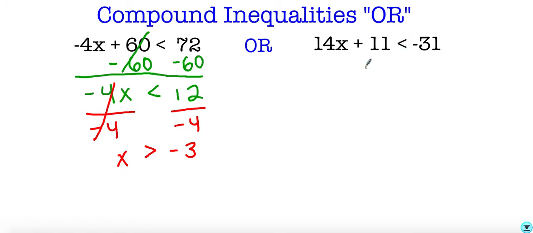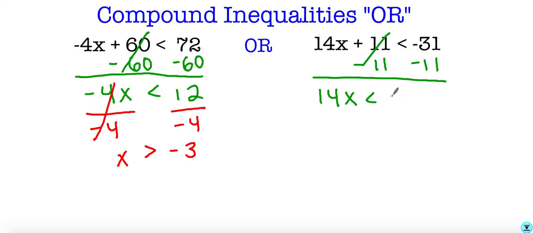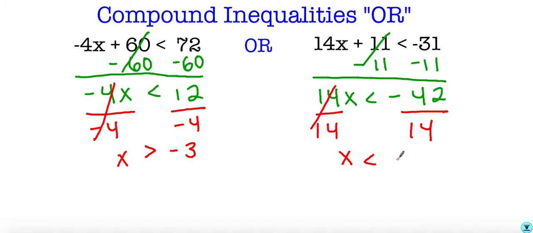And let's isolate our x on this side as well. -11, -11, these cancel out. 14x is less than -42. And here I'm going to divide by 14 on both sides. And because I'm dividing by a positive, our sign stays the same. So x is less than -3 because -42 divided by 14 is -3. So here we have our two inequalities, and let's see what it looks like on a number line.